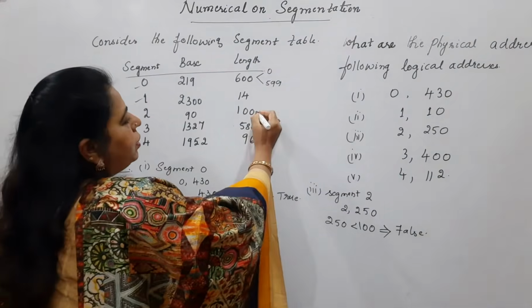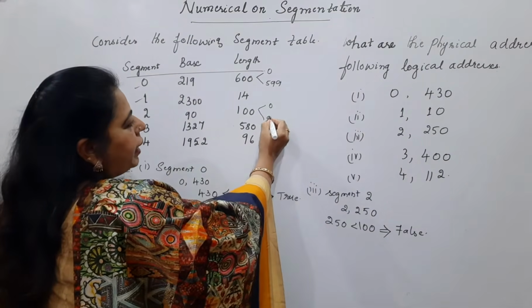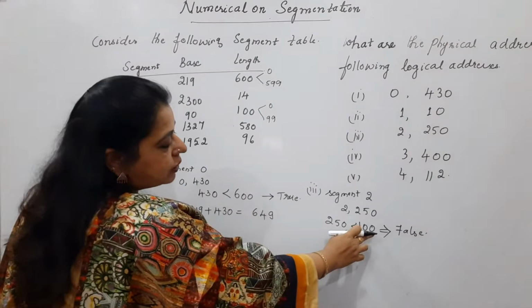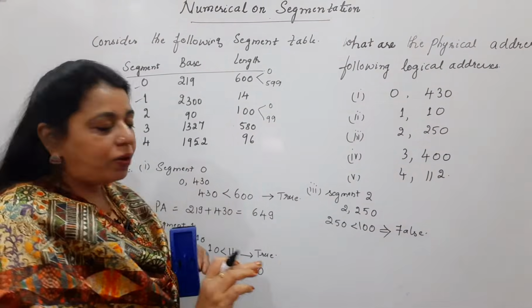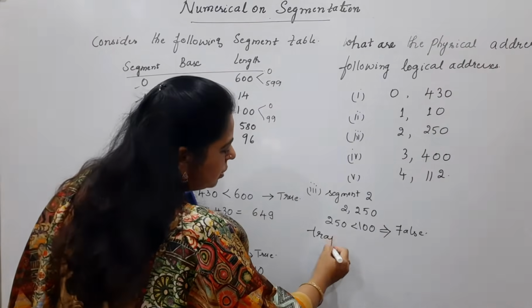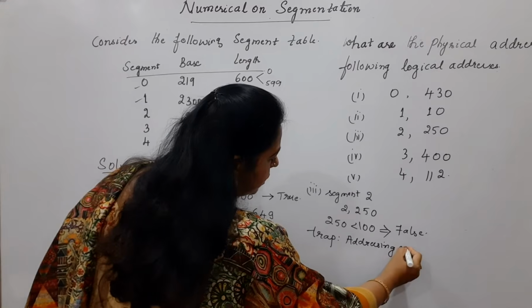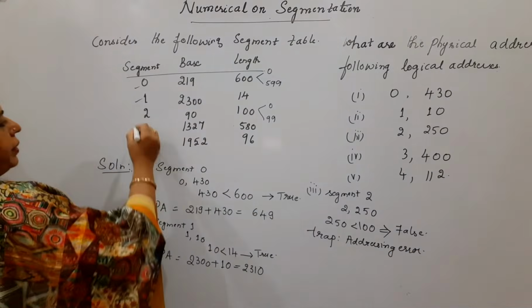The reason is, see, you should have anything between 0 to 99. This range is valid for this, but here the given value is 250. So it is false and you are not going to add. Finally, you have to write down the conclusion: Trap. It is an addressing error. So this you have completed for this segment.